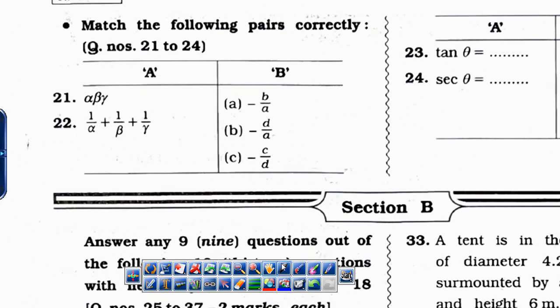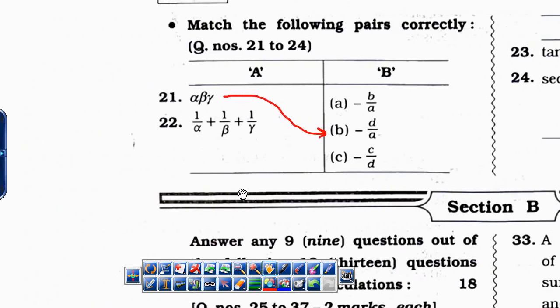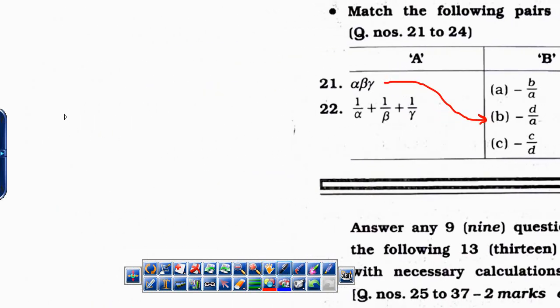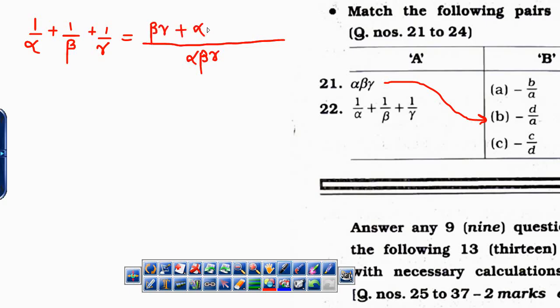21. बोला था क्यूबिक के फॉर्मूलाज बाय हार्ट कर लो, पूछेंगे. Alpha into beta into gamma is minus D by A, and 1 by alpha, 1 by beta, 1 by gamma needs to be calculated. कैसे कैलकुलेट करेंगे देखो. It's not a standard relationship. 1 by alpha प्लस 1 by beta प्लस 1 by gamma का LCM लो, तो ऊपर आएगा beta gamma plus alpha gamma plus alpha beta.